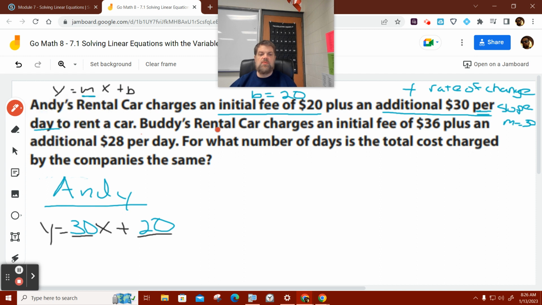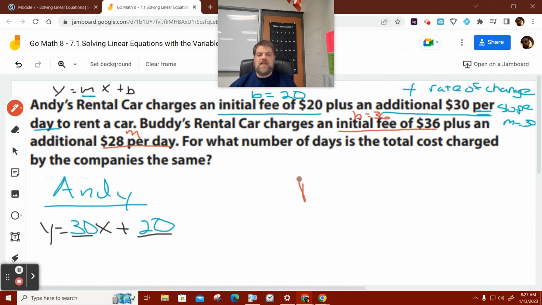Now let's do Buddy's rental. Buddy's rental car charges an initial fee of $36. What did we say initial fee was? With regards to writing the equation, it's the y-intercept, or b, plus an additional charge of $28 per day. That's a rate of change. So what's that? Slope, or the letter m.